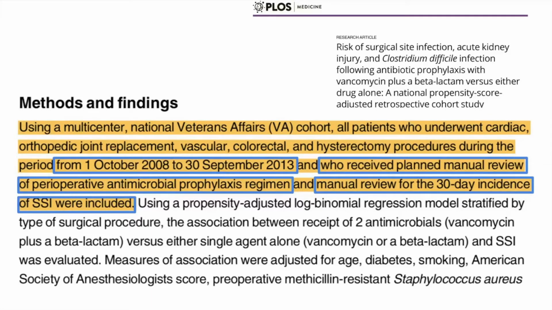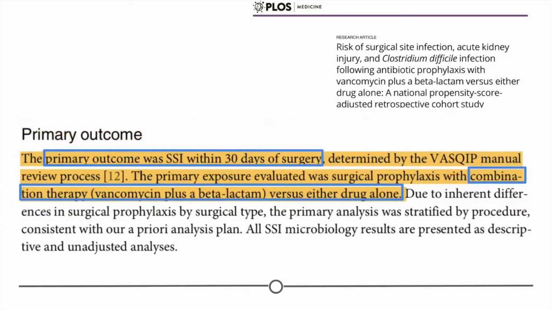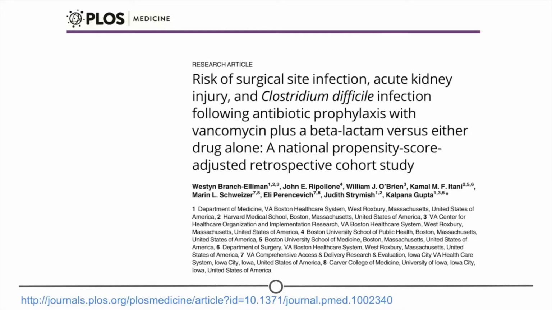The second lets us know that the exposure status was established prior to cohort entry. The third lets us know that the outcome status was established prior to cohort entry. This is what makes the study design distinct from a prospective study, where the outcome would be unknown at the time of cohort creation. The fourth tells us that the outcome of interest, SSI, within 30 days of surgery. And then finally, we learn the exposure of interest, combination therapy, vancomycin plus a beta-lactam versus either drug alone. You can read the full article in PLOS Medicine.